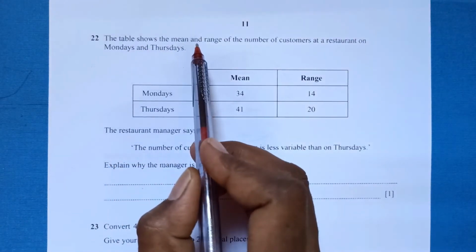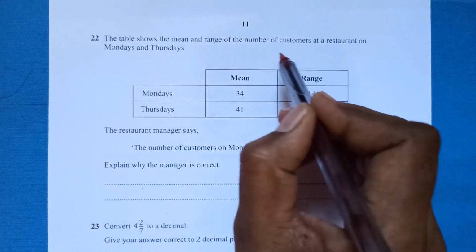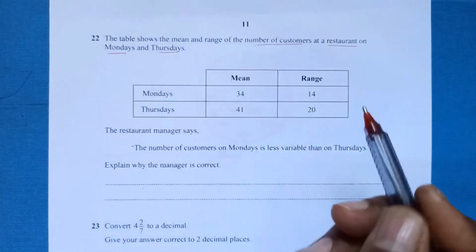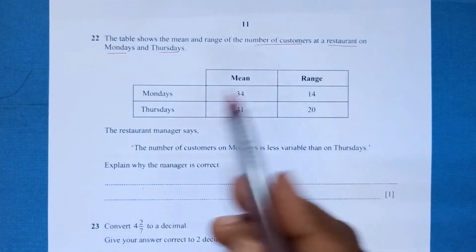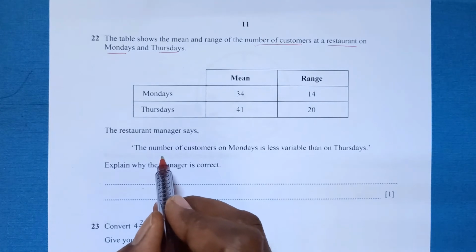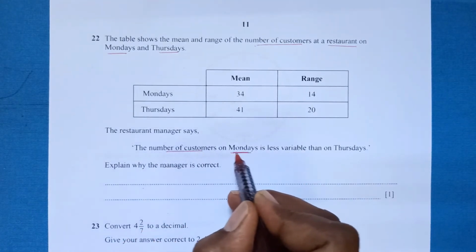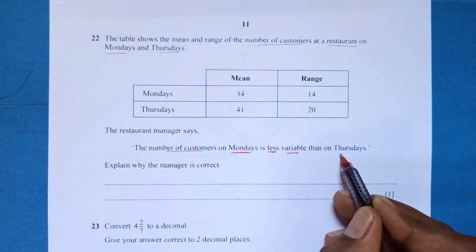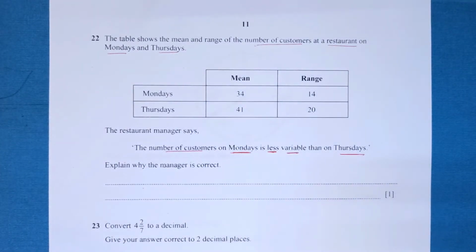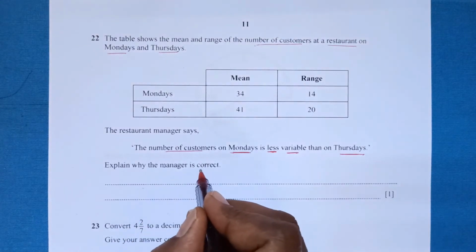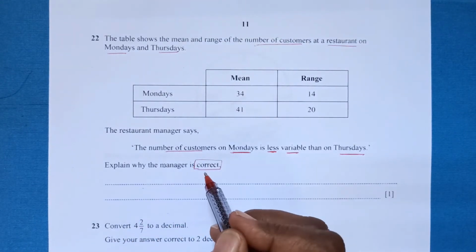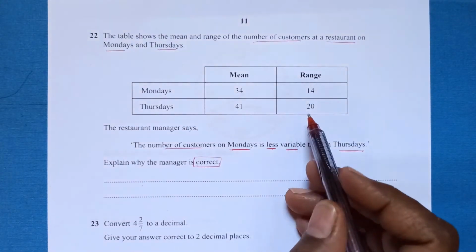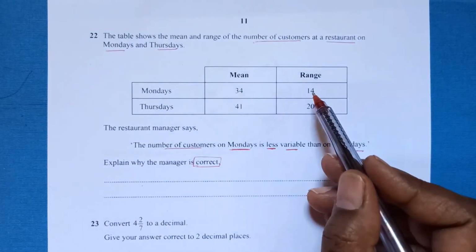The table shows the mean and range of the number of customers at a restaurant on Mondays and Thursdays. So this is mean and this is range. The restaurant manager says the number of customers on Mondays is less variable than on Thursdays. So the question is to explain why the manager is correct. So he has given us that the manager is correct, and we need to find the analysis from this information for why he is correct.